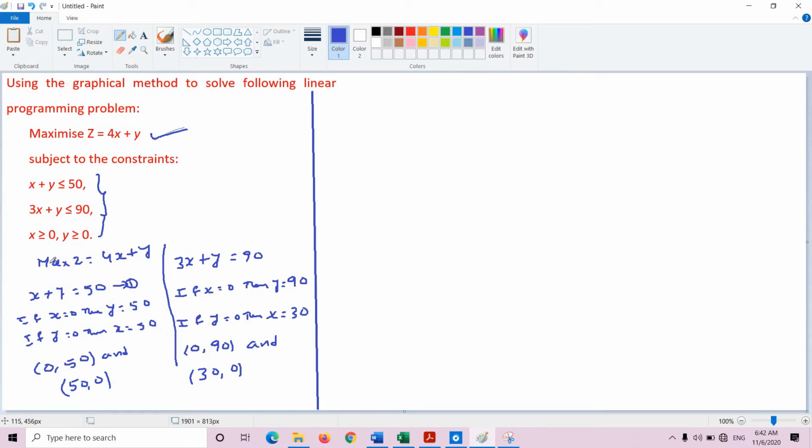This is the non-negativity constraint: x greater than or equal to 0 and y greater than or equal to 0. Above the x-axis and above the y-axis we have to take it. Now let us draw the graph.